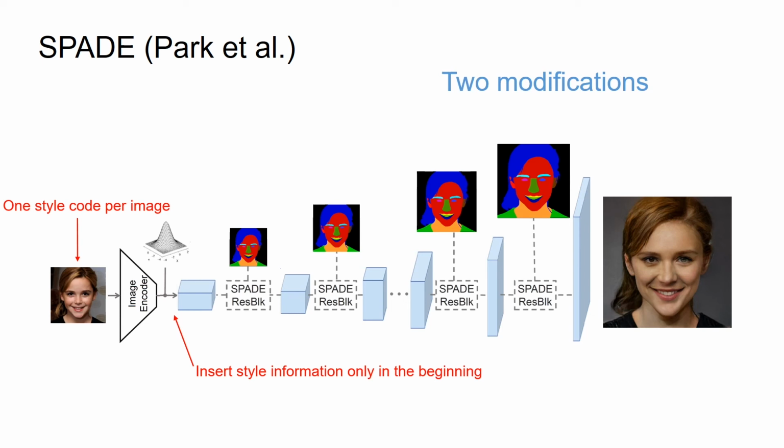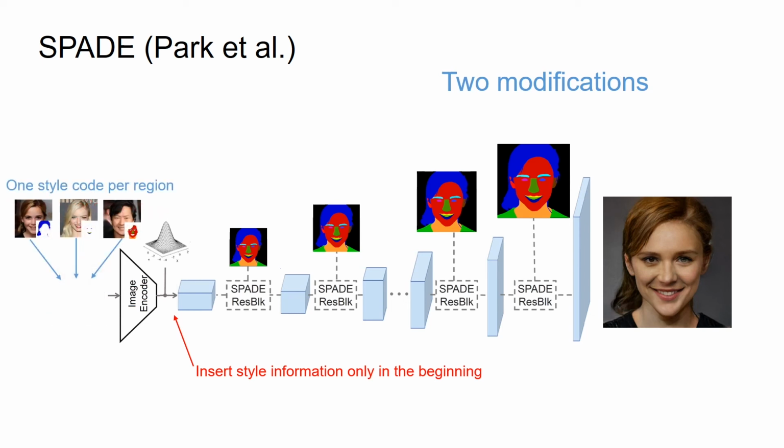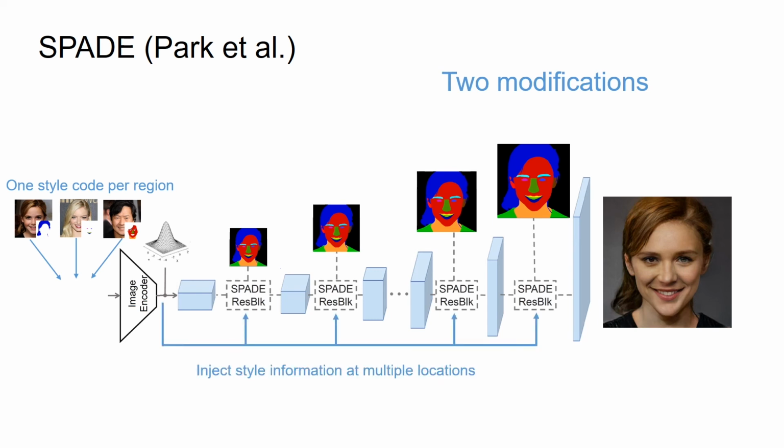Correspondingly, we propose two modifications to SPADE. First, use one style code per region rather than one style code per image. Second, inject style information at multiple locations in the architecture instead of only at the beginning.